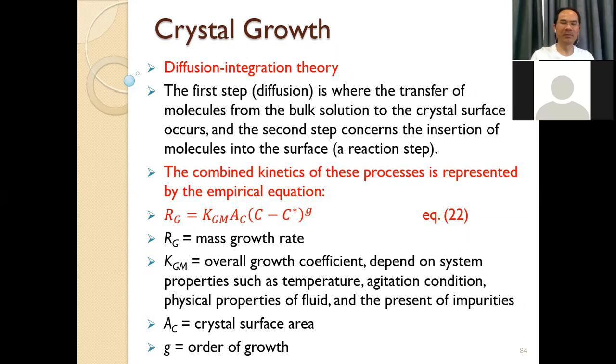For this theory, we can express Ig as a function of delta C, Kg, and g. Kg is the overall growth rate coefficient, g is the growth rate order, and Ac is the crystal surface area. We can express it in terms of this equation for the diffusion-integration theory.